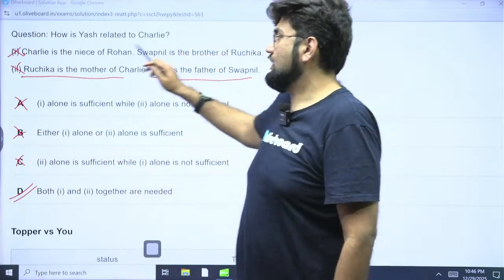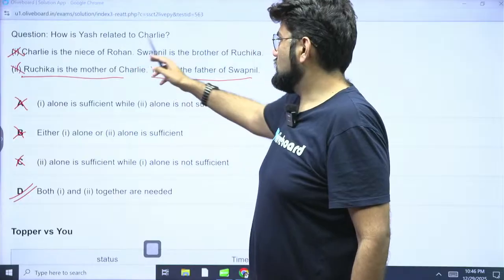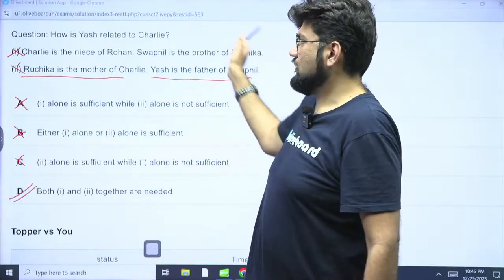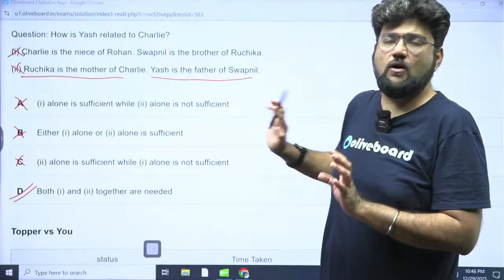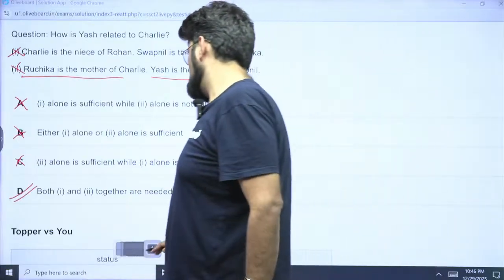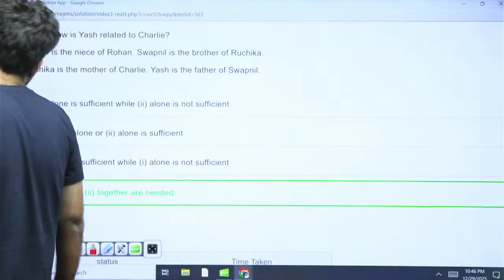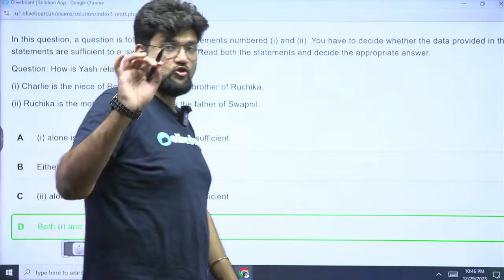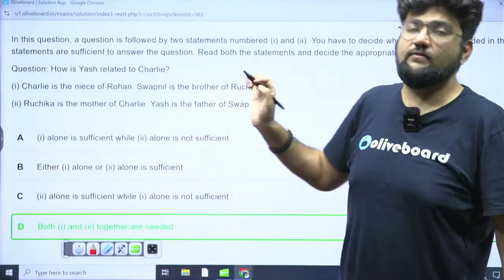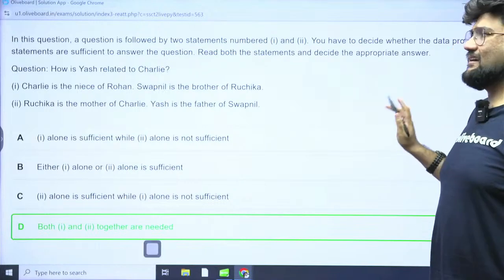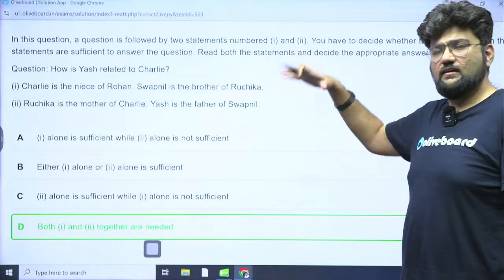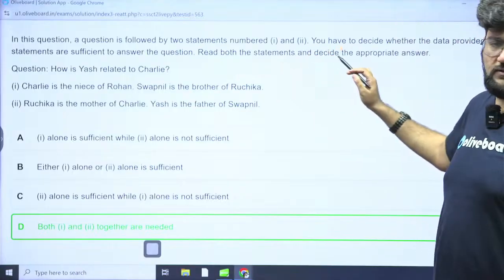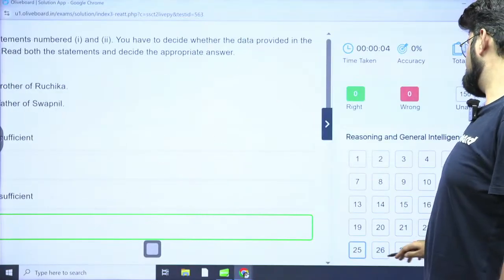Please stop doing that. Charlie is the niece of Rohan. Swapnil is the brother of Ruchika. And Ruchika is the mother of Charlie. Yash is the father of Swapnil. You can clearly see them being connected somehow and you're getting your answer. So option D is the correct one. Just option elimination will help you out here. Okay, but 58 seconds. Unnecessary, because I'm sure this person might have drawn everything. So avoid that. Today's data sufficiency throughout this mock was so easy. Everything you could have just read and gotten your answer. You didn't have to solve a thing.